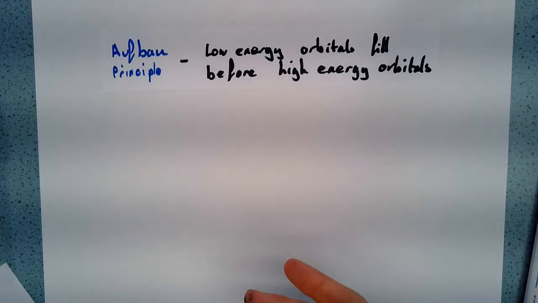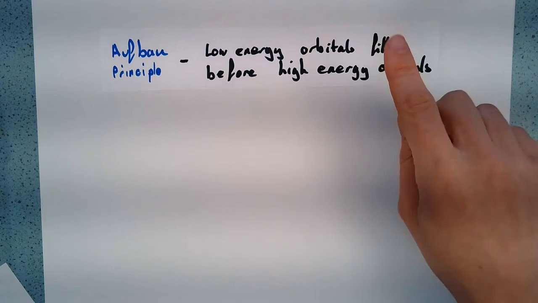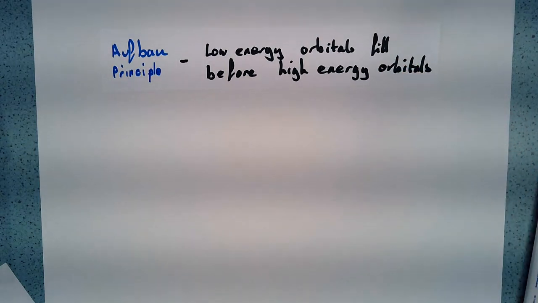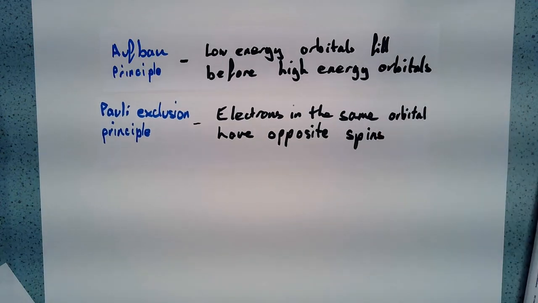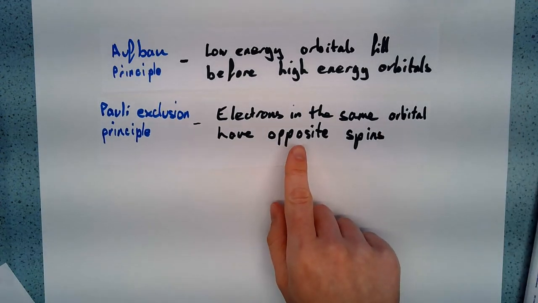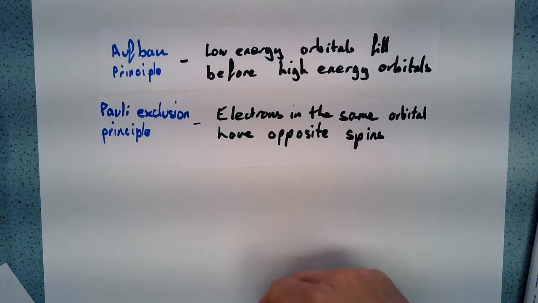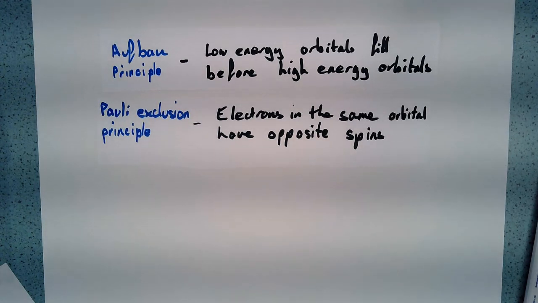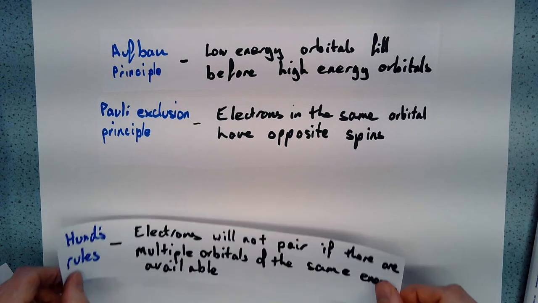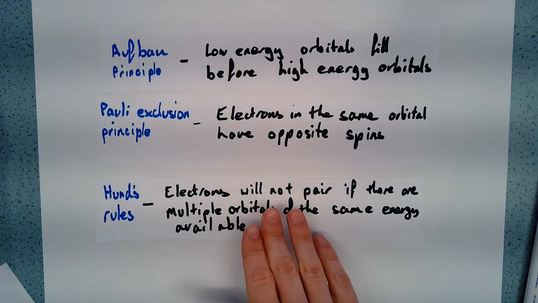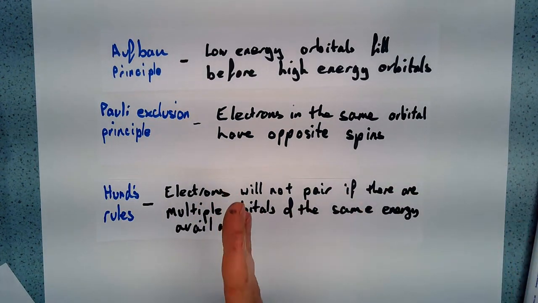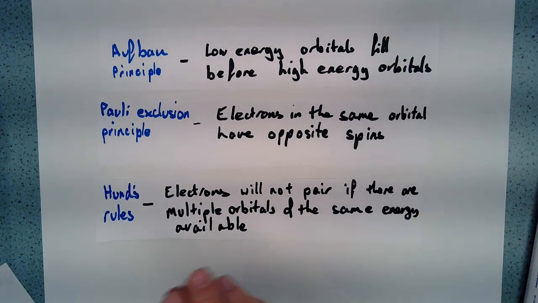So our 3 principles are low energy first, high energy afterwards. Electrons in the same orbital have opposite spins, as shown by up and down arrows. And if you have multiple orbitals of the same energy level, you have to fill them all with 1 electron before you start pairing them up.